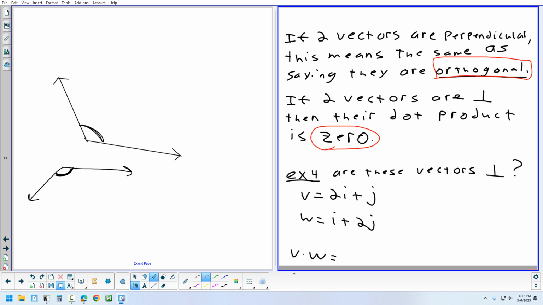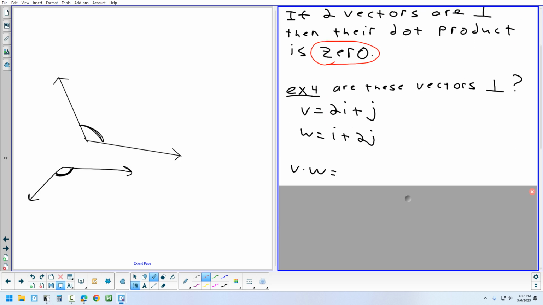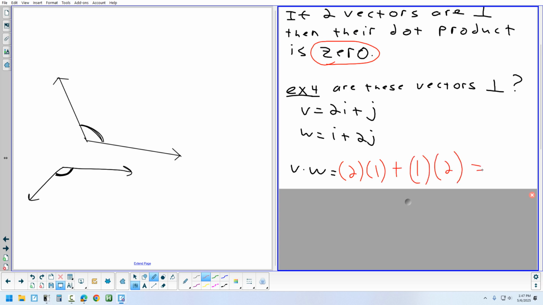Okay. So the question here is, are these two vectors perpendicular? All you have to do is find the dot product. What's the calculation for the dot product? 2 times 1 plus 1 times 2. And if you add that all up, what do you get? 4.